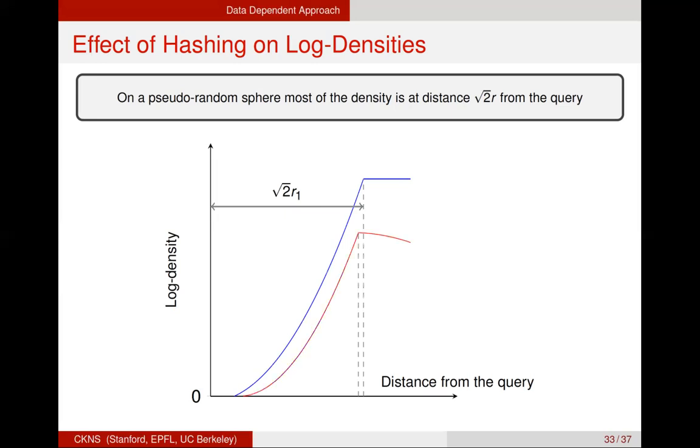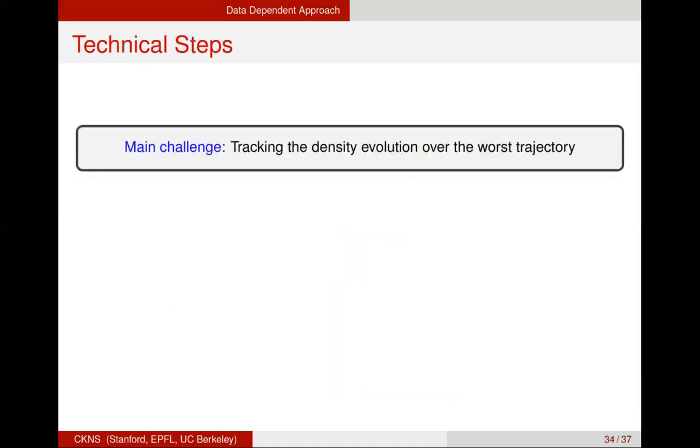Now we do a round of spherical hashing, removing dense clusters. We end up with a query bucket that has the following log densities. As you may have noticed, the maximum has moved to the left on the red figure. Now we should lie on a sphere that has radius r2, so that the distance to this maximum is root 2 times r2. We do the same thing on this sphere, and we end up on a new sphere, and so on and so on. The main challenge is finding the worst trajectory over all these spheres and tracking the density evolution over the worst trajectory.